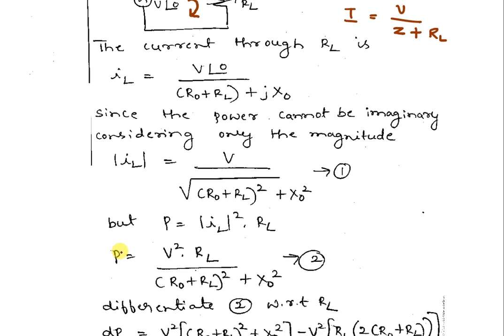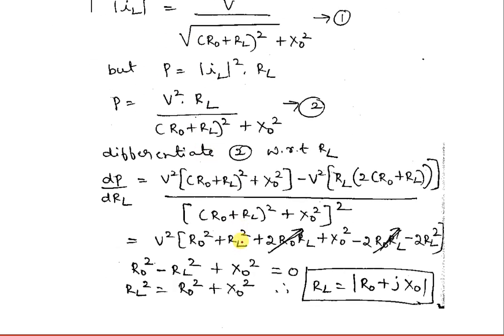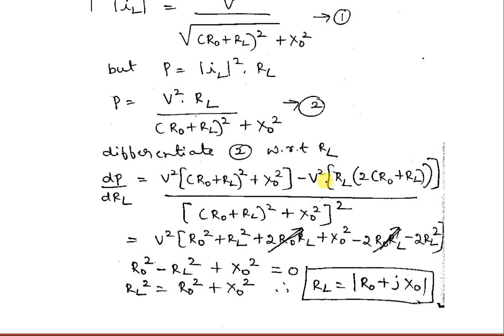Remember, here RL is variable; R naught is constant, X naught is constant, voltage is constant. Only variable is RL. So if you differentiate the denominator, (R naught plus RL) whole square, into the differentiation of R naught with respect to RL, which is 0, plus the differentiation of RL with respect to RL, which is 1. So you'll get 1 here.